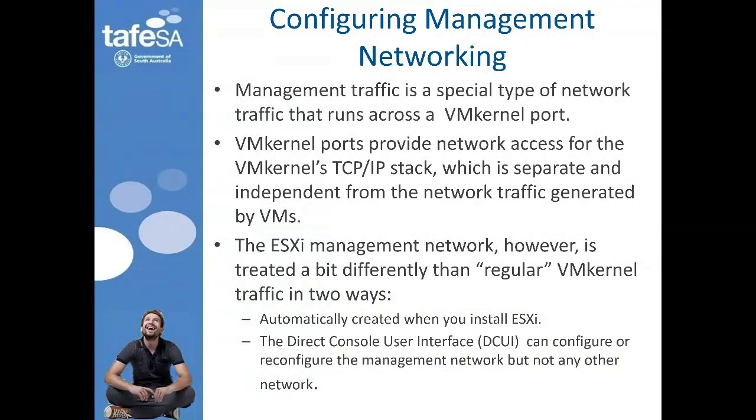The ESXi management network, however, is treated a bit differently to regular VM kernel traffic in two ways, because it's always there, at least one. Obviously, if it's not there, you can't do anything, can you? So when you install it, it's there. When we use the DCUI, that's when we actually sit in front of the ESXi server, just a command line thing, you can't do much. You can use that to change which one is the management network. We can reconfigure the management network, but not any other network. That's all we can do.